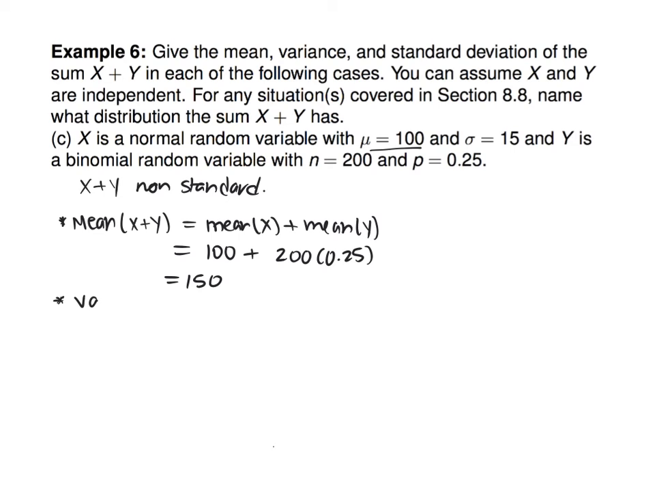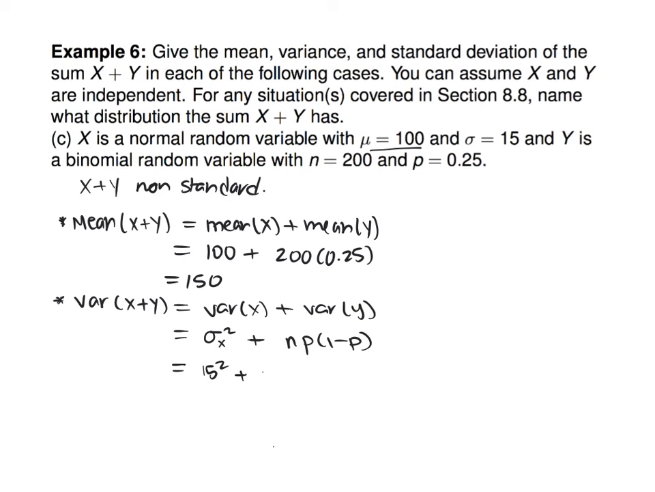Then let's find the variance. So the variance of x plus y is the variance of x plus the variance of y. This kind of combines the previous two formulas. We have sigma sub x squared, and the binomial variance was np(1 minus p), much like in part A. So this is 15 squared plus 200 times 0.25 times (1 minus 0.25), or 0.75, which comes out to be 262.5.